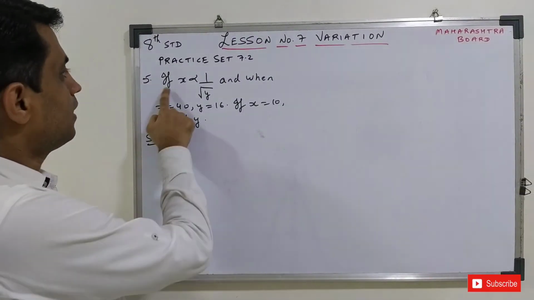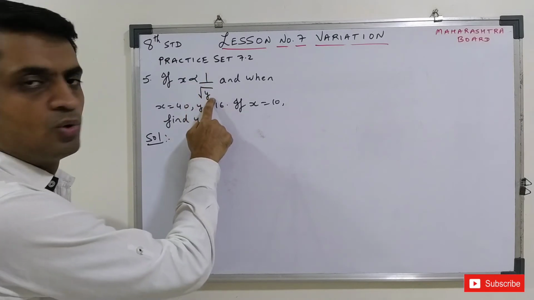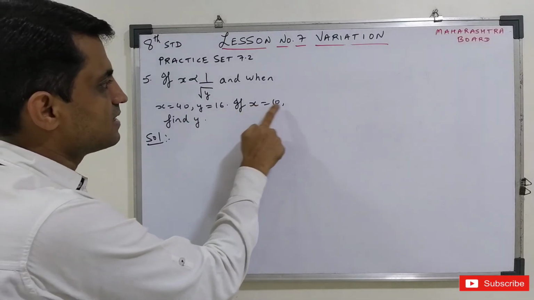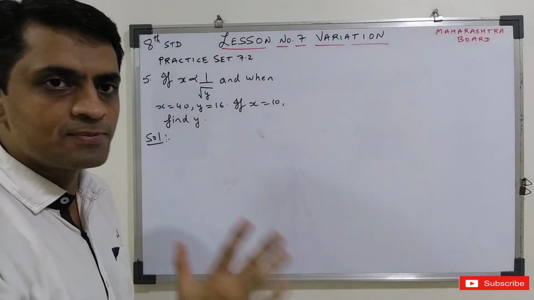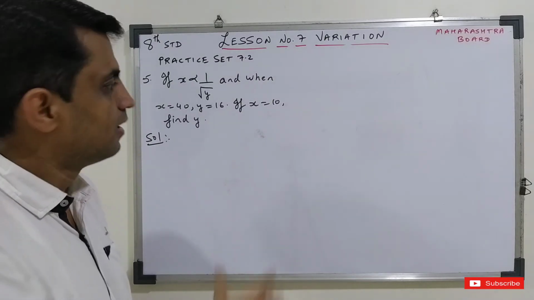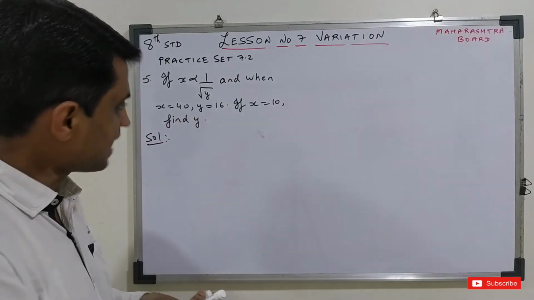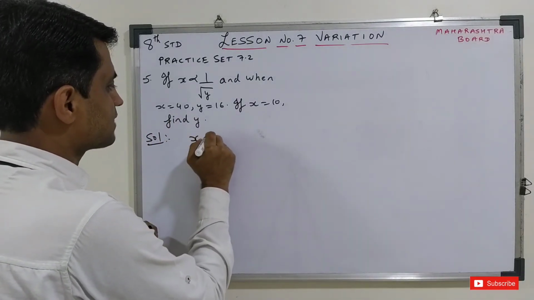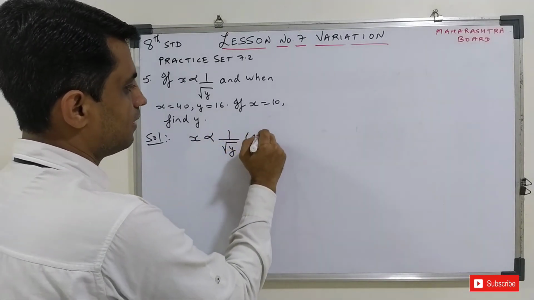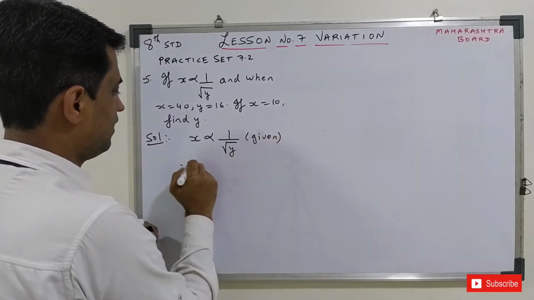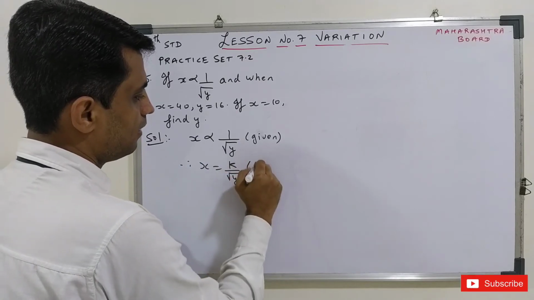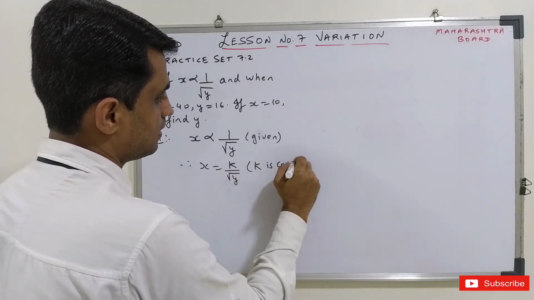Fifth sum. If x is inversely proportional to root y and when x is 40, y is 16, if x is 10, find y. So the steps are fixed. You will find k, you will find the equation of variation, and then you will find y. Let us start with the sum. Here it is given x is inversely proportional to root y. Now here we will write x is equal to k upon root y, where k is constant.